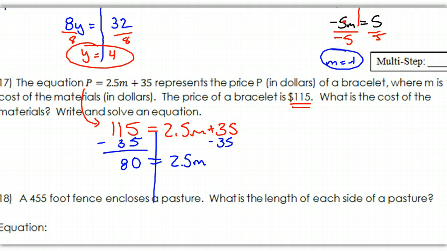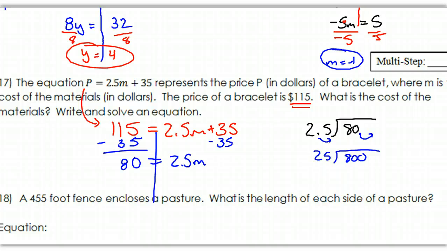And now we have to divide 2.5 into 80. So off the side here, 2.5 goes into 80. Well, we got to change that divisor to make it 25. And 80 becomes 800. It's really how many 25s are in 800. Well, we'll start off by saying how many times does 25 go into 80? And that is 3 times. So 25 times 3 is 75. When we do that subtraction, we get 5 and bring down the 0. 25 goes into 50 twice. So the answer here, when we do that division, is 32.